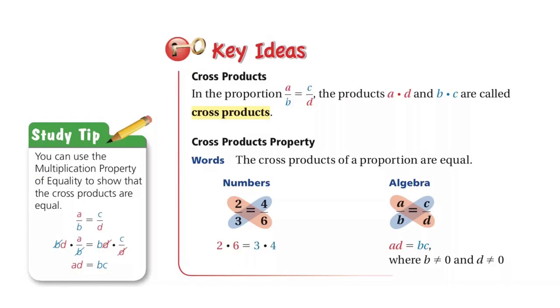So let's look down where it says numbers. 2/3 equals 4/6. We know that. But if you look at the cross products, 2 times 6 equals 12. And the other cross product, 3 times 4, equals 12. So if you can multiply the cross products and they are equal, then the two ratios do form a proportion.